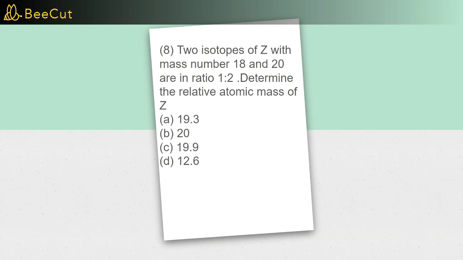The two isotopes of Z with mass number 18 and 20 are in ratio 1 to 2. Determine the relative atomic mass of Z. The relative atomic mass of Z is 19.3, which is A.